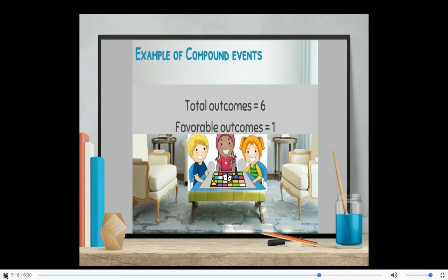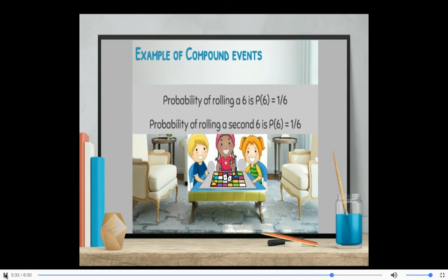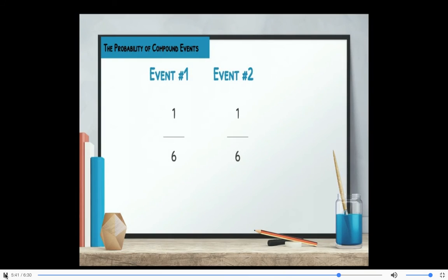Now, probability of Wendy throwing a 6 on her first go is 1 out of 6. Next, we need to calculate the probability of Wendy getting a 6 on her second go. Since these dice are the same, the probability of getting a 6 on the second will be 1 out of 6. Now we know the probability of both events happening. We need to multiply these two fractions together.